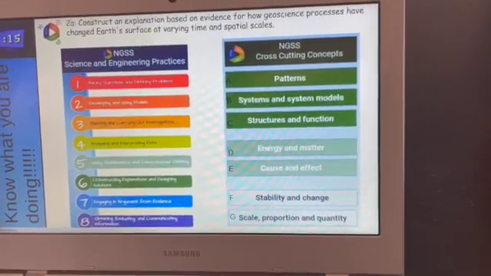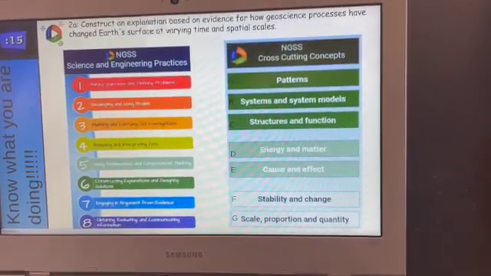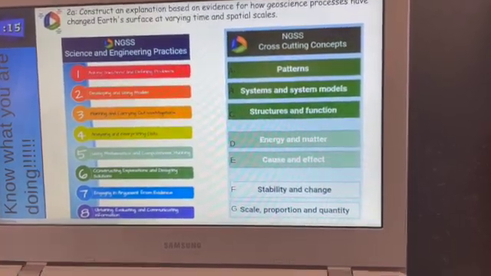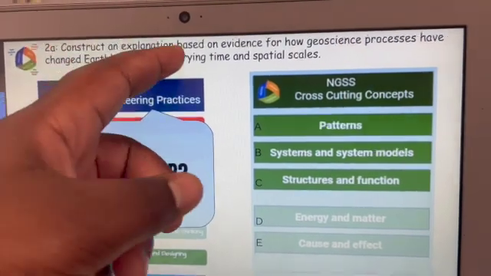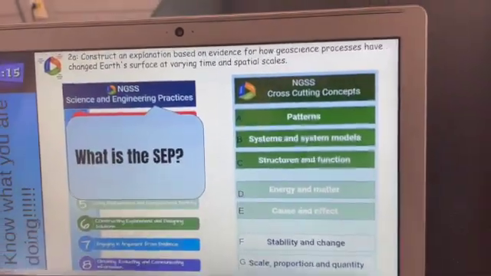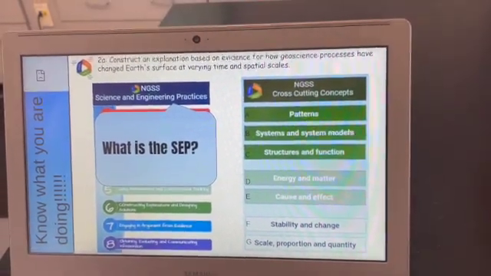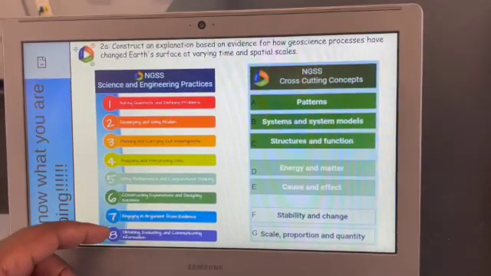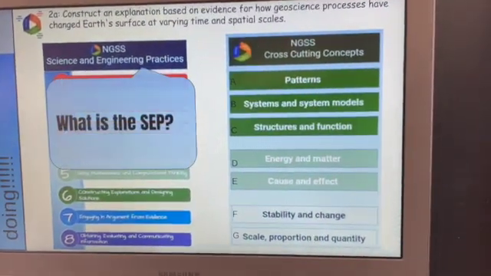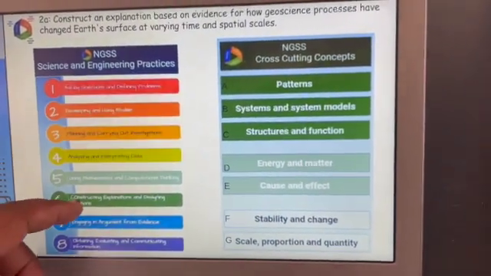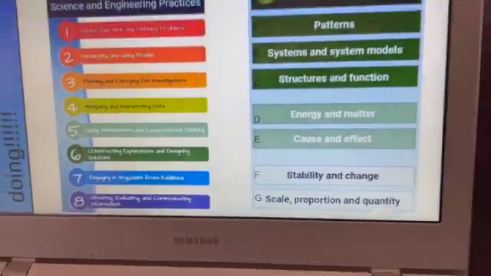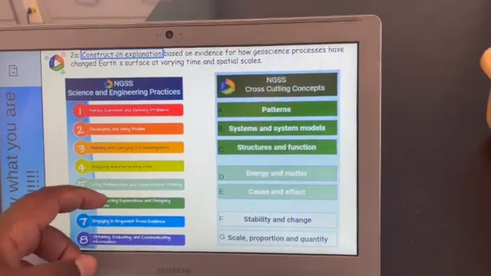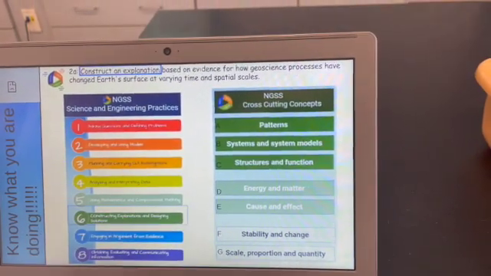So when we want to identify science and engineering practices, we want to look at the beginning of the performance expectation. It says construct an explanation based on evidence. Now let's take a look at all SEPs numbered 1 through 8. And we see that number 6 says constructing explanations and designing solutions. So the skill we're going to use is constructing an explanation.